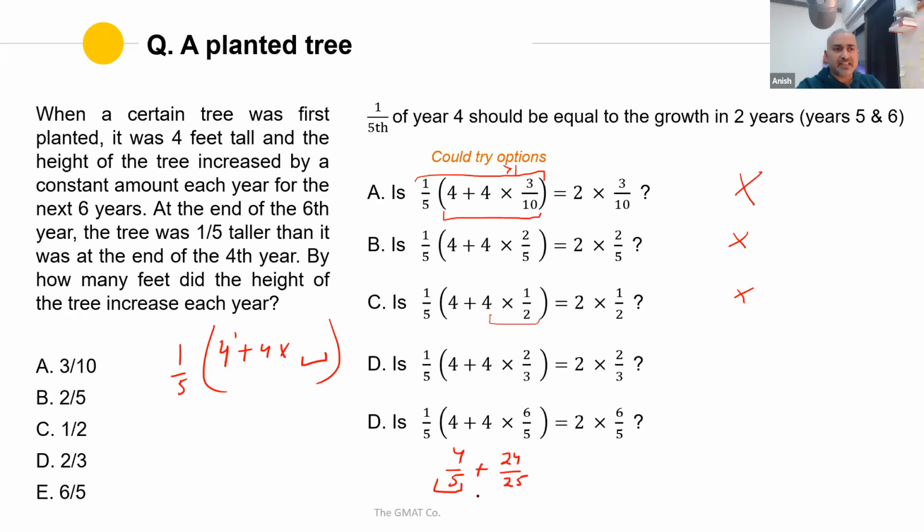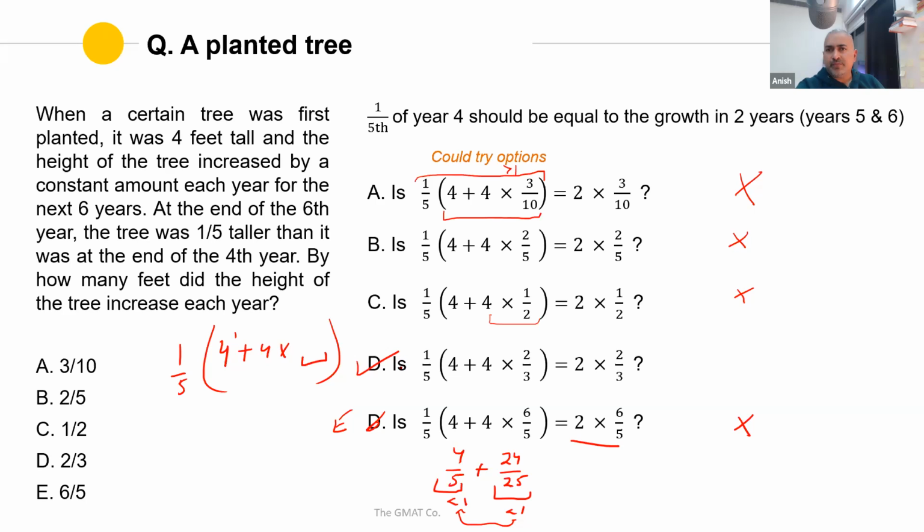4 by 5 is less than 1, 24 by 25 is less than 1. I'm adding up two numbers which are less than 1. Will I get something which is greater than 1? No. 2 times 6 by 5, 2 times something greater than 1 is more than 2. I'm adding up two terms which are less than 1 each. My sum overall will not be more than 2. So E is wrong also. And that already confirms that D is the answer.